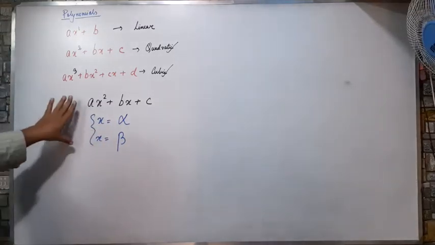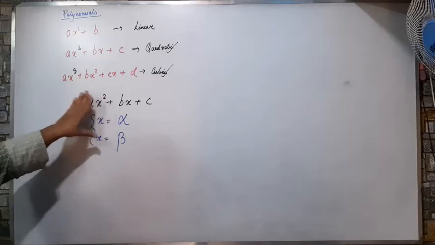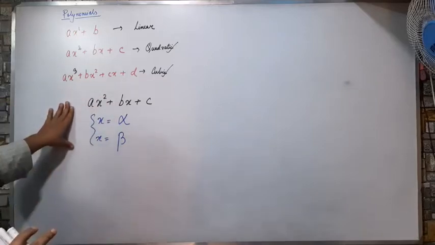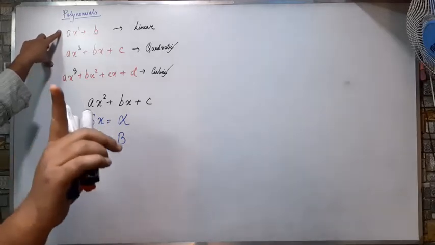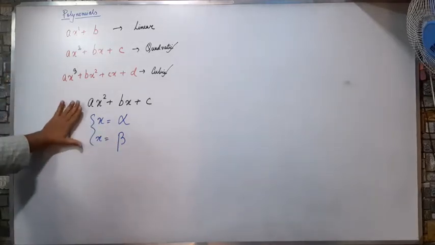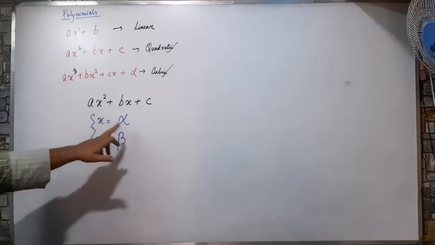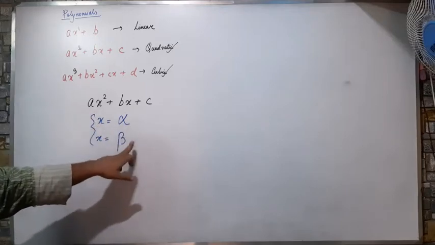Here the power is 2, so therefore we will get two values of x. Here the power is 3, we will get 3 values. Here the power is 1, we will get only one value. So here the power is 2, you will get two values. One will be alpha and one will be beta.